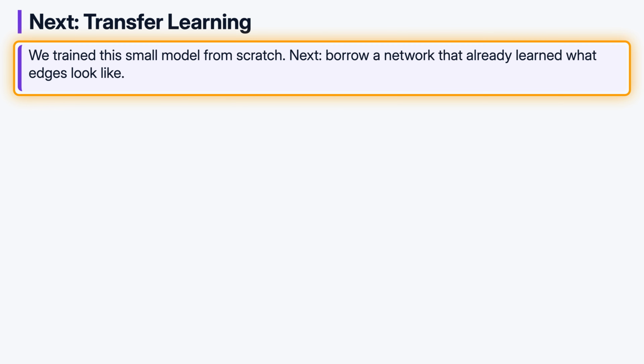We trained this small model from scratch. Next time, we borrow a network that already learned what edges look like. We reuse what it knows instead of starting over.